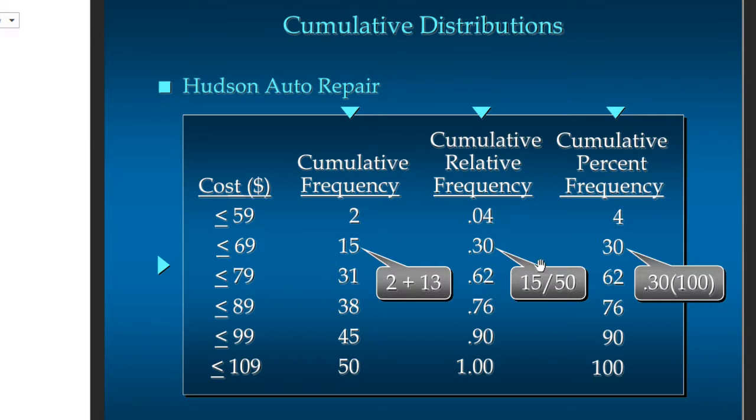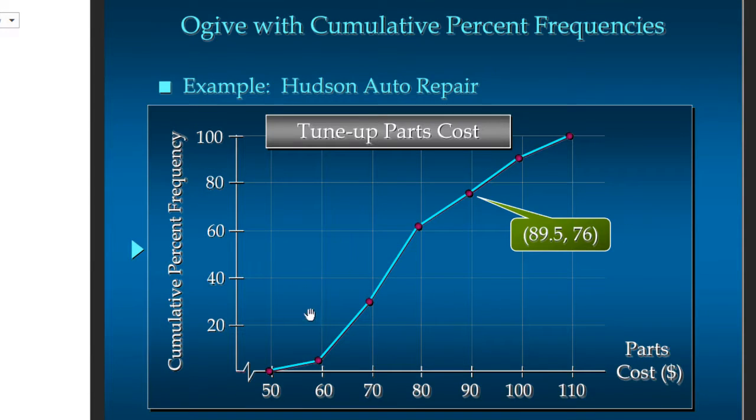So what do you do with this table? Well, you convert that into the graph that's called an ogive, which refers to the cumulative percent frequency. On the usual Y side, you have the cumulative percent frequency, and the X axis goes from 50 to 100. Notice that it always starts from 0.